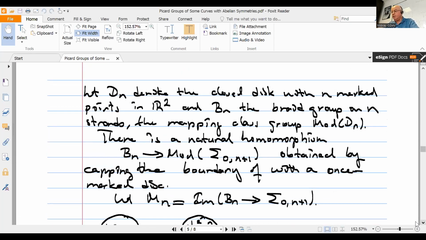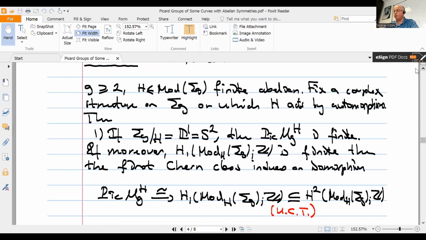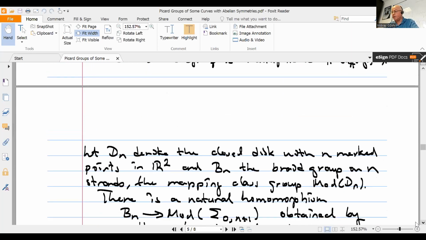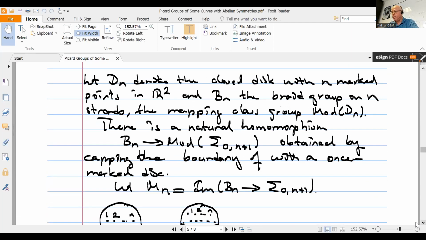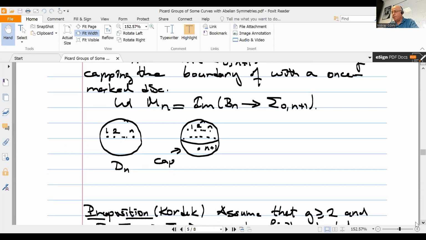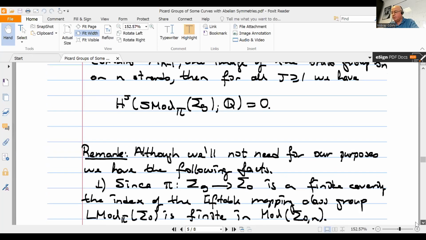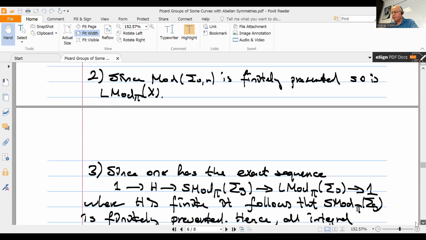And then Kordek also describes how one can compute this homology or Picard group. How can one compute this gadget? And here is some explanation for that. Okay, let me skip all these. They're kind of technical.